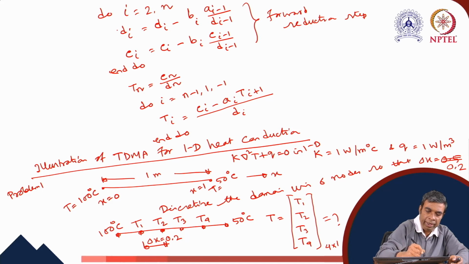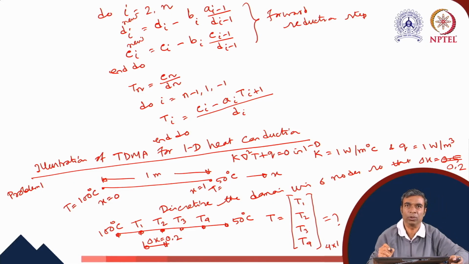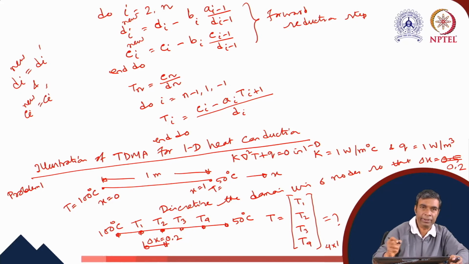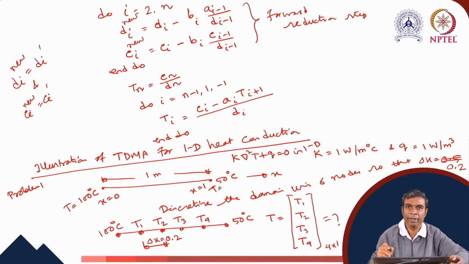So this Di, this is Di new and Ci in the left hand side is also Ci new. So Di new is equivalent to Di dash and Ci new equals Ci dash, the updated value.